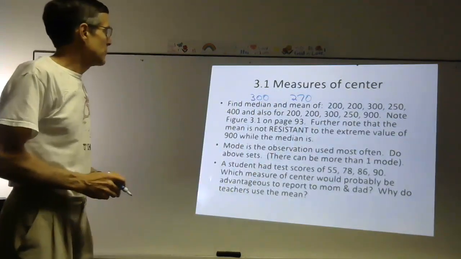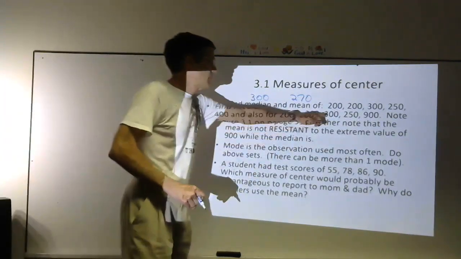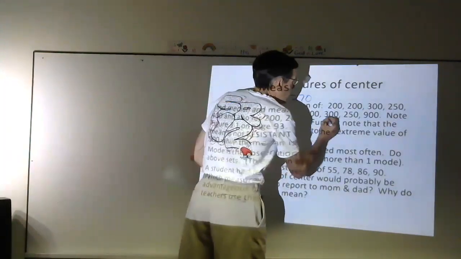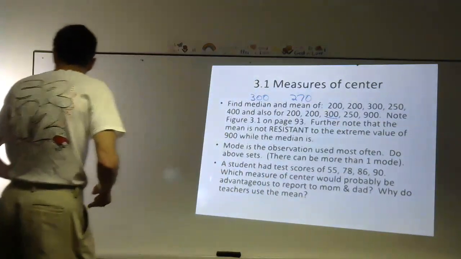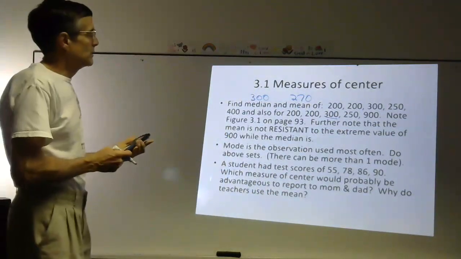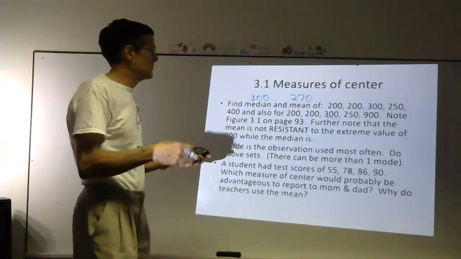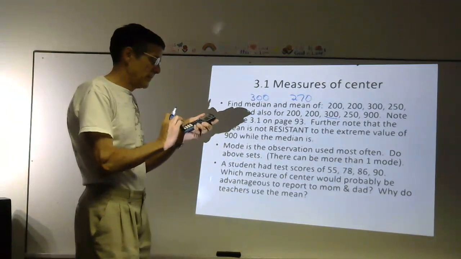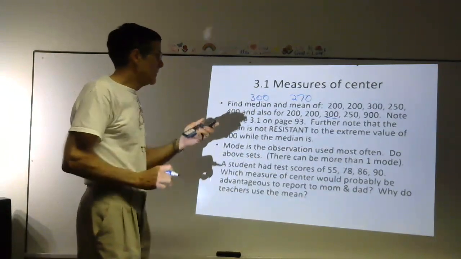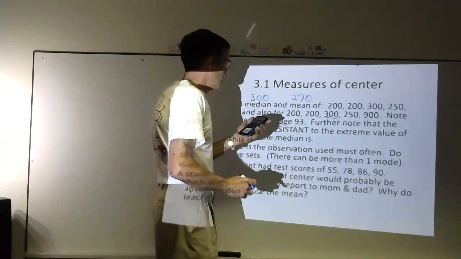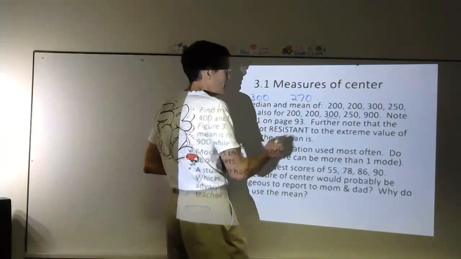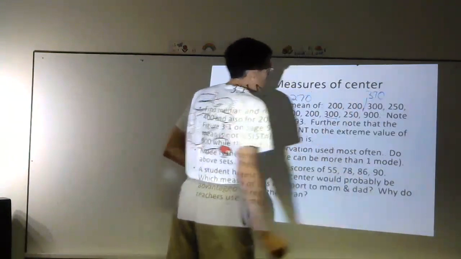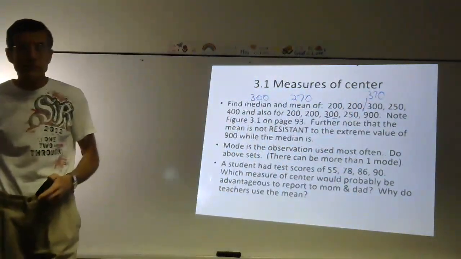Now what about the second group? 300 is still in the middle. So 300 is still the median, same one. But this time when you add them up, 200 and 200 and 300 is 700, still 950, and that's 1850 divided by 5. We get a mean of 370 for this one, as compared to 270, all right?